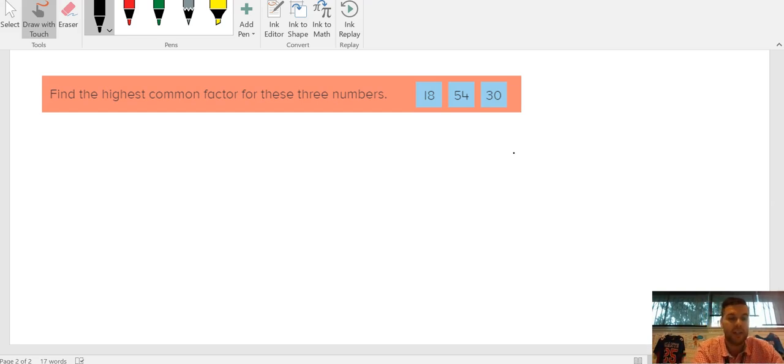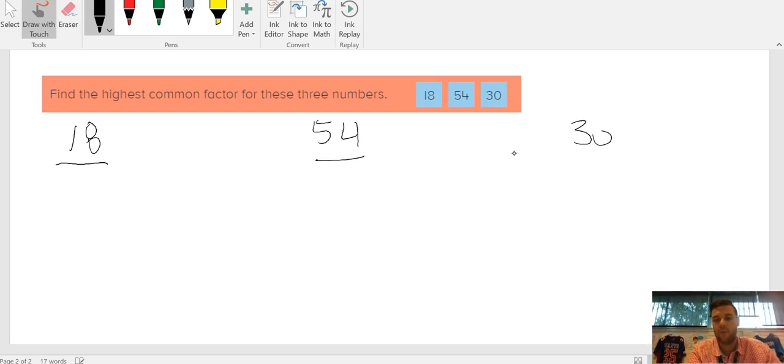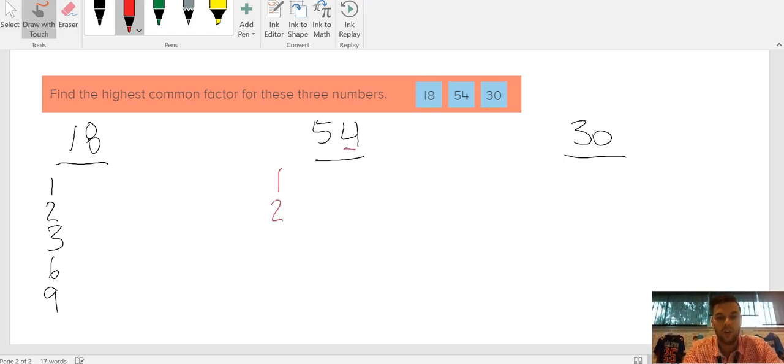Now we're comparing three numbers. So we'll put 18 over here, we'll put 54 here, and we'll put 30 here. Let's start with 18. We know what we just did: 1, 2, 3, 6, 9 are factors of 18. Let's do 54, a little bit trickier now. We know 1, and 2 because it's even, so 2 times 27. Does our 3 times table go into 54? It does, because I'm a really smart mathematician. I know 3 times 18 equals 54.